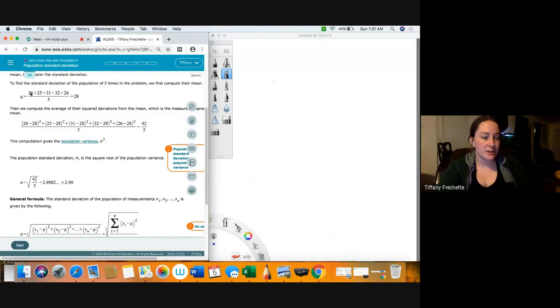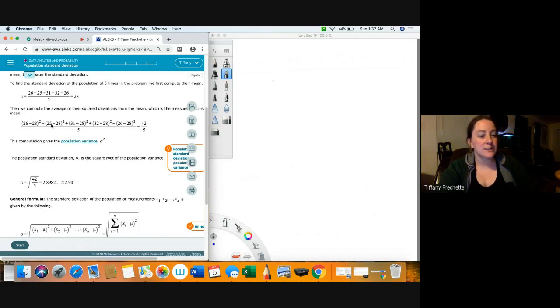So the first number here is 26, and they're subtracting 28. But then we square it. So we square each one. So we have 26 minus 28, and then whatever we get here, we square. 25 minus 28, and then we square it again. 31 minus 28, we square it again.